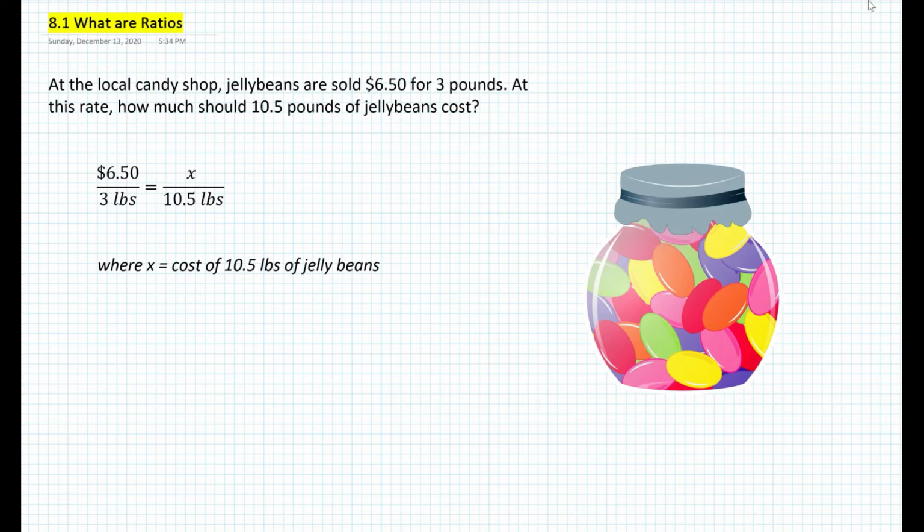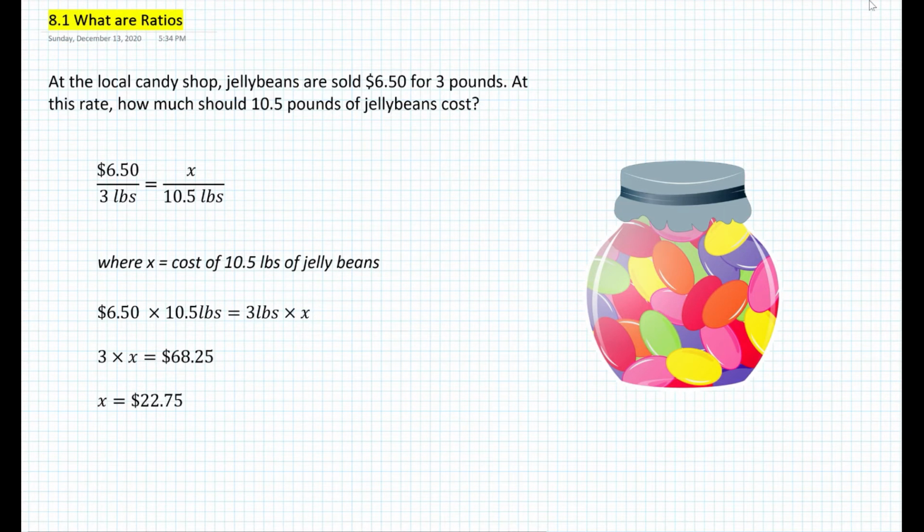So how do we solve this? What do we do next? Well, the next step is to simply cross multiply. Here we obtain $6.50 times 10.5 pounds is equal to 3 pounds times x. And as you can see, we can easily cancel out the pounds on both sides, because we can divide by pounds on both sides and we're just left with dollars, and that's perfect because x is indeed in dollars.